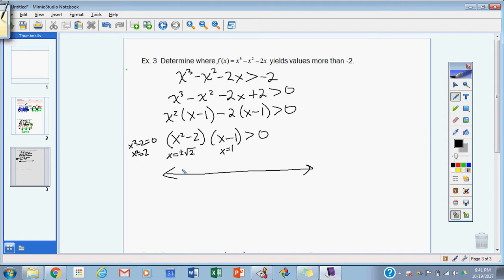Remember the square root of 1 is 1, square root of 4 is 2, so square root of 2 is 1 point something. So we've got 1 point something without a calculator, which is great. Negative 1 point something, and then we've got 1.